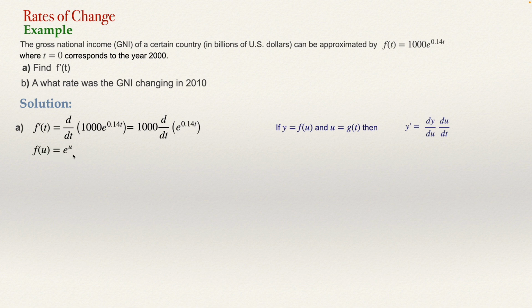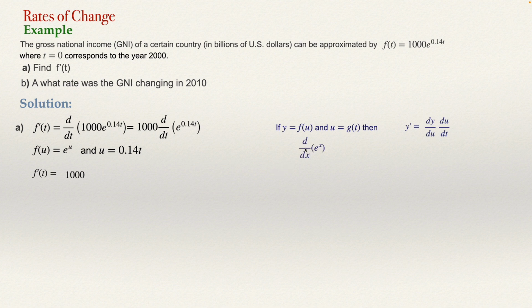So in this case, what we have is e to the power u. So we have a function f of u, e to the power u. And this u will be the 0.14t. So this is actually what we have. So f prime of t will be 1000 multiplied by the derivative of e to the power 0.14t, so the derivative of e to the power u.